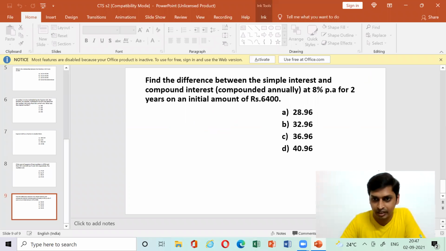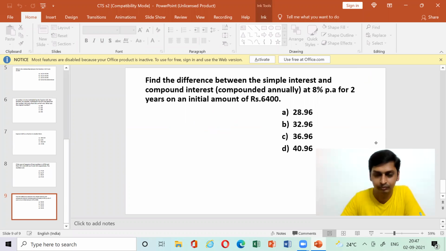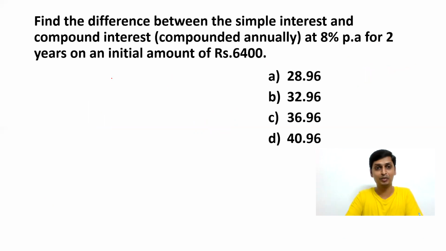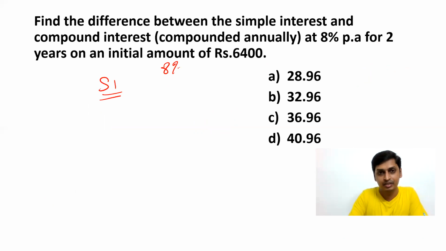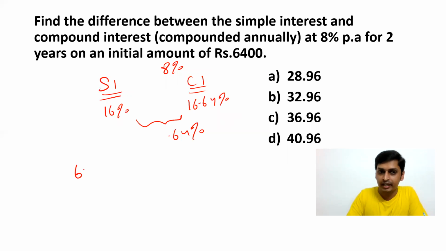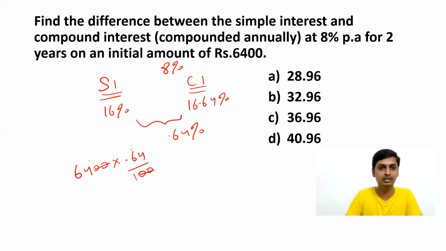Oh my God. Excuse me, I will open it again. Okay, I will write it one more time. So simple interest for 1 year, if it is 8%, for 2 years will be 16%. For compound interest, that will be 16.64%. So what is the difference? It is 0.64. So you have to find 0.64% of this 6,400. If you cancel this, how much do you get?